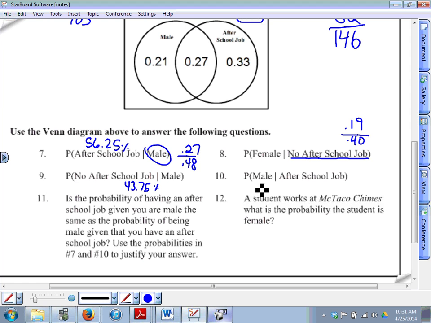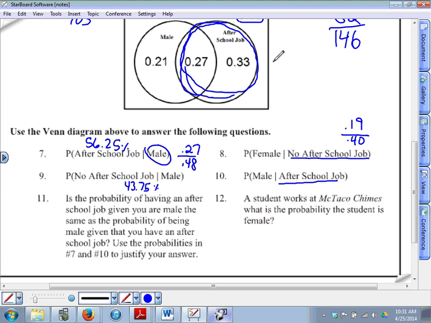Okay, now for number 10. Number 10, you guys, the condition is they have to have an after-school job. So that's this circle. These people have the after-school job. Oh, you can't even see it. So this condition is they have to have an after-school job. So 27, 33.